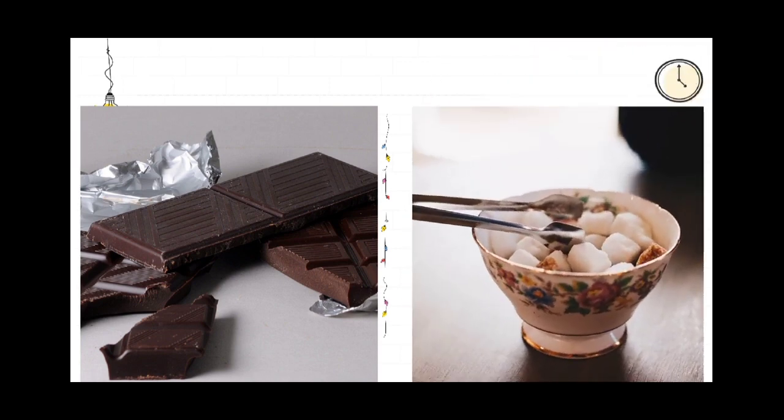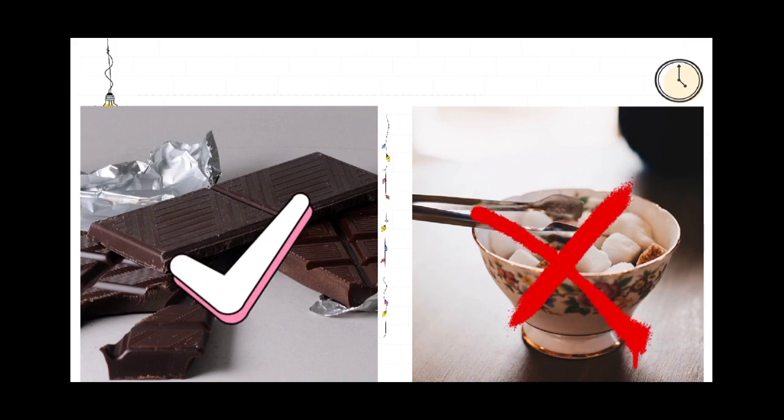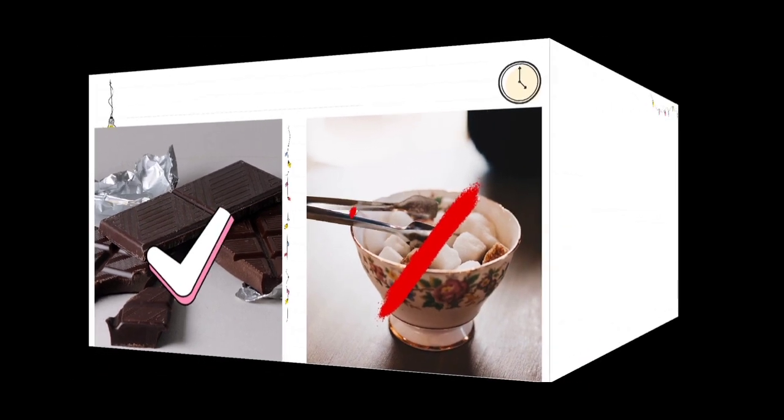That is, sugar tends to cause a sugar rush which is followed by fatigue and you might feel a little low in the energy to study. So try having dark chocolates and try to avoid sugar as much as possible.